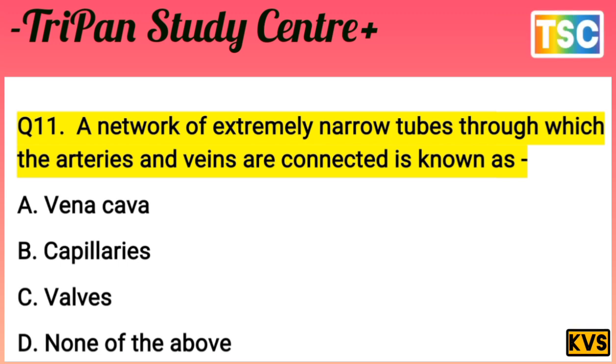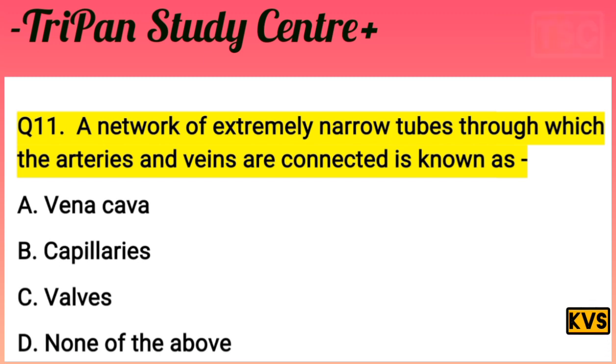This question is very common and important for all competitive exams. The answer is capillaries, so option B is correct. A network of extremely narrow tubes through which the arteries and veins are connected is known as capillaries. Capillaries are important for all human beings because they connect the arteries and veins. Let's see the next question.